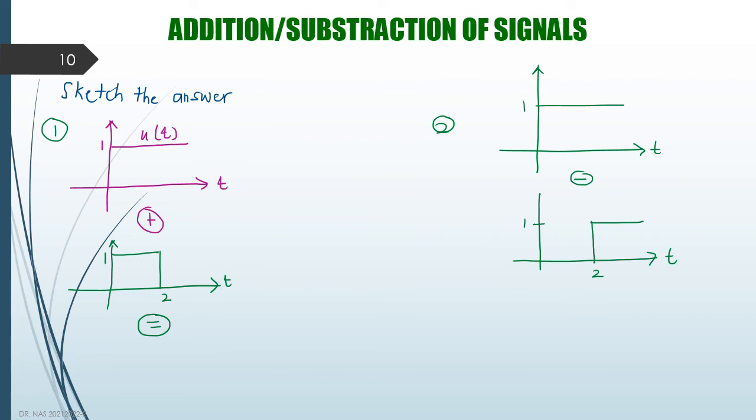Okay, next I'll share how to add or subtract two signals, at least two signals. You need to consider point by point. Look at how many components the signals have. In this case, the first one you have is a signal u(t), so the amplitude is 1 across positive t, and the second one you have a rectangular pulse, having the amplitude of 1 from t equals 0 to 2.